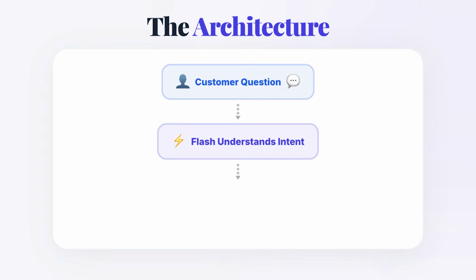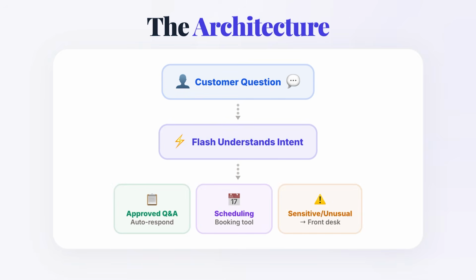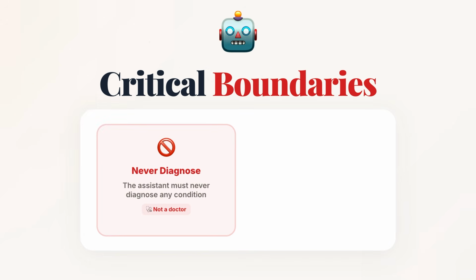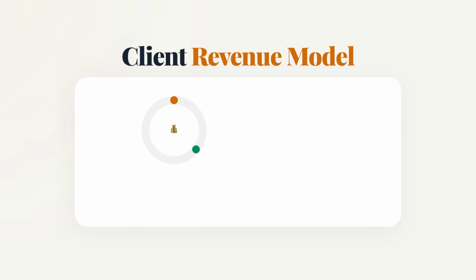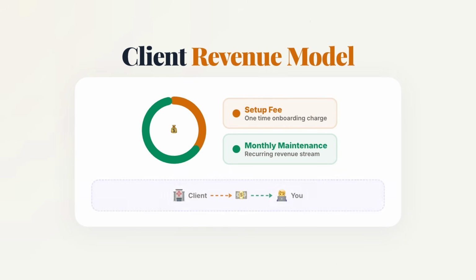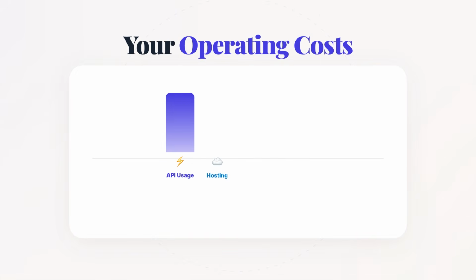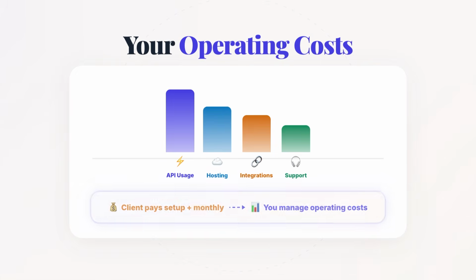A scheduling tool could handle appointment requests, while unusual or sensitive questions go to the front desk. The assistant should never diagnose a condition or replace a medical professional. It also needs proper privacy and security controls. The client could pay a setup fee and a monthly maintenance fee, while your operating costs would depend on API usage, hosting, integrations, and support.